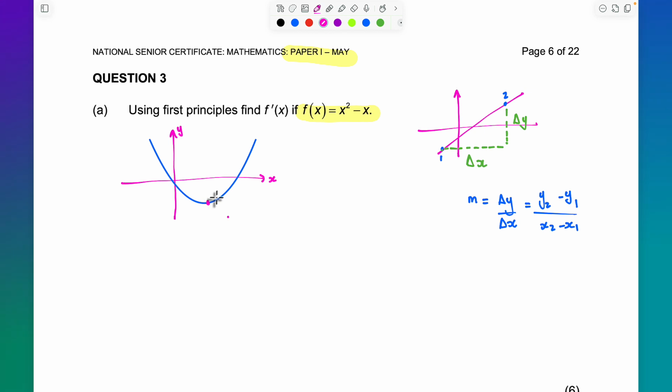In order for us to find gradient, we need 2 points. I'm going to take this point as point number 1, and that point as point number 2. Actually, let's just do this instead. I am going to draw this like this. So this is y, and this is x. We're going to draw our graph above the line, like that. And again, we still need our point number 1, which is going to be here, and we need point number 2, which is going to be right there.